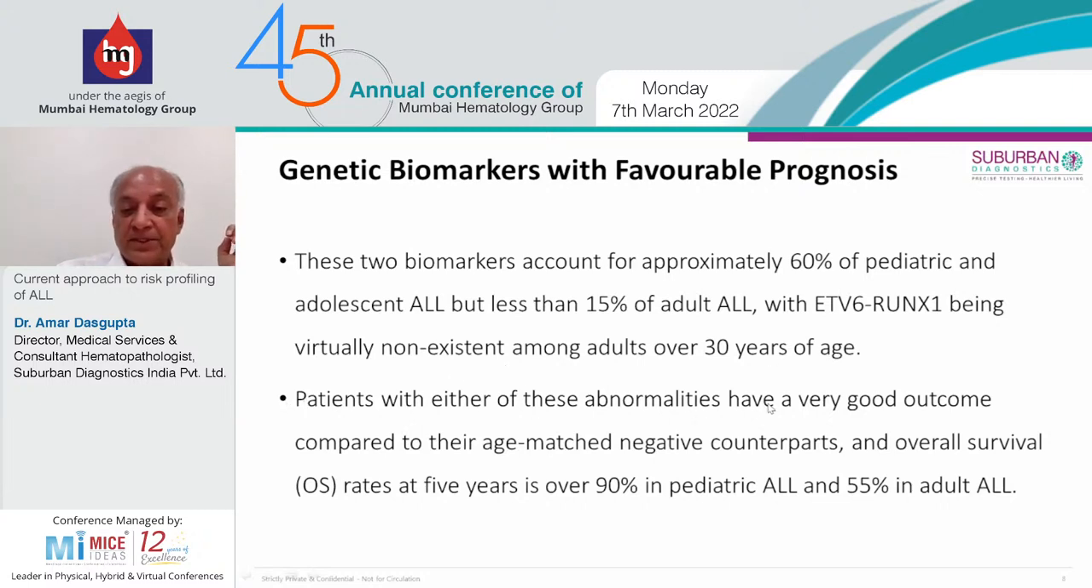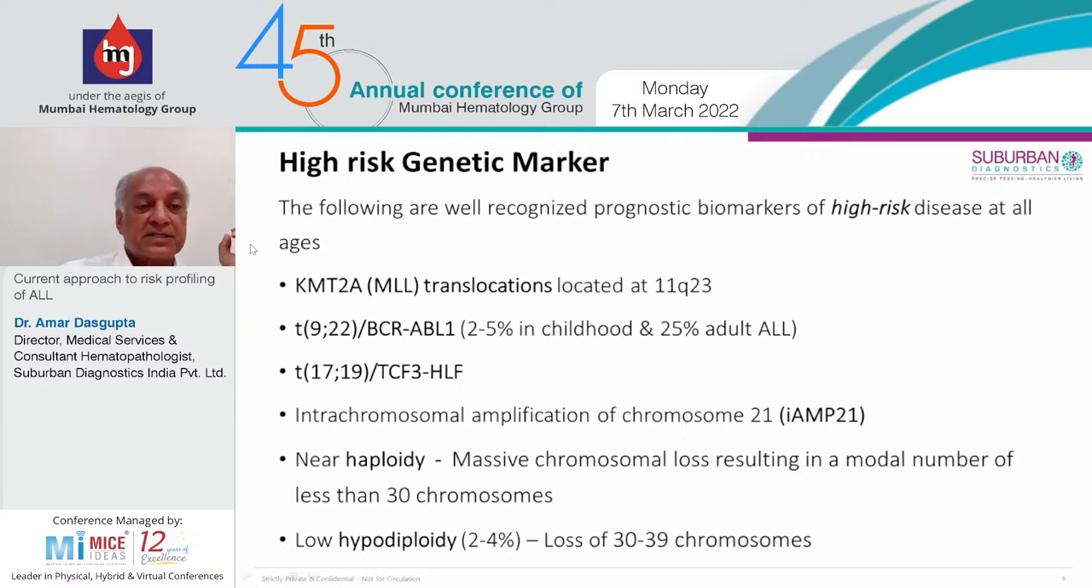Patients with either of these abnormalities have a very good outcome compared to those which are age-matched but don't have these abnormalities. And the overall survival of these patients beyond 5 years is over 90% in pediatric ALL and over 55% in adult ALL. In contrast to the favorable risk factors, the high-risk genetic markers are 6, as listed here. And these are now well-known: KMT2A, which is associated with MLL gene translocations, then translocation 9;22 or BCR-ABL, translocation 17;19, and iAMP21 or intrachromosomal amplification of chromosome 21. And then again, in opposite of hyperdiploid chromosomes, you see poor prognosis in patients with haploid or low hypodiploid chromosome numbers.